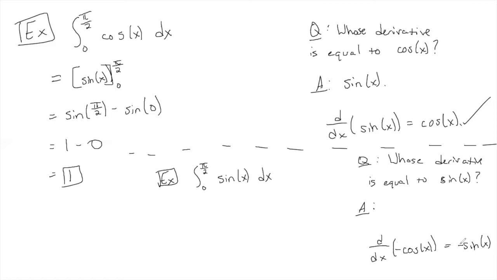Multiply both sides by a negative. So the antiderivative of sine is negative cosine. Okay, so I get negative cosine of x evaluated from 0 to pi over 2. Negative cosine of pi over 2 is 0, and then I get a minus negative cosine of 0, so I get minus 0 minus a negative 1, so I get 1 in this case as well.